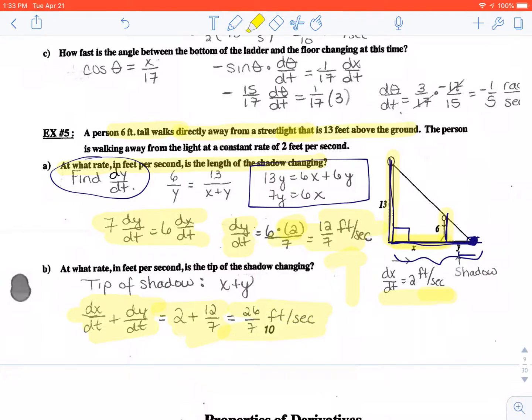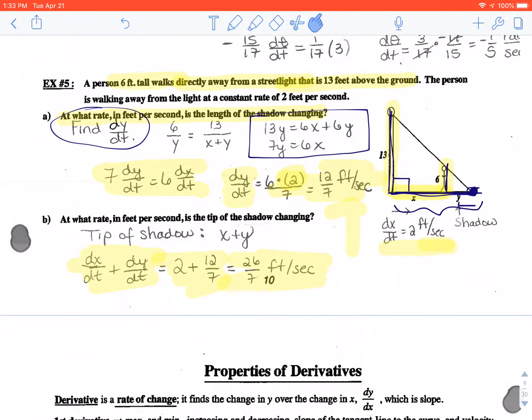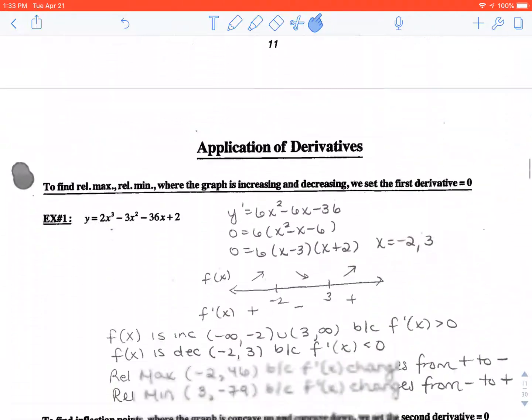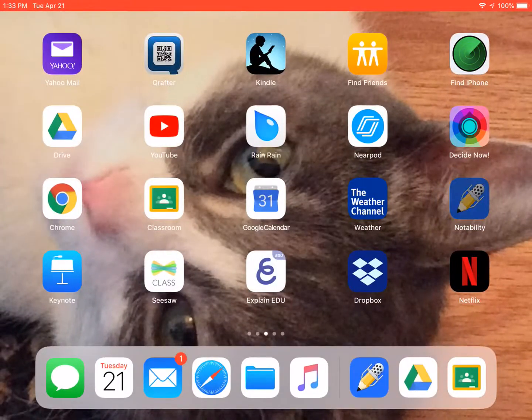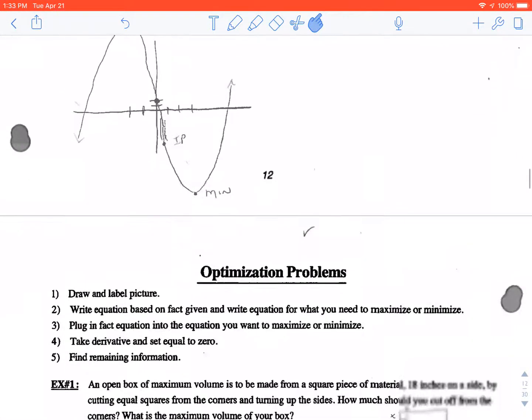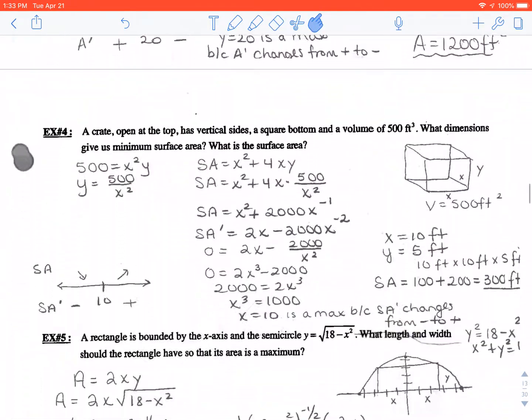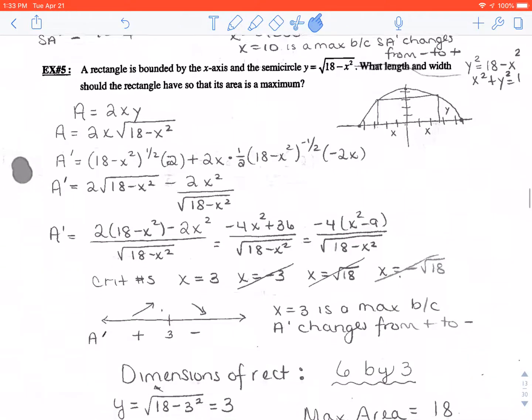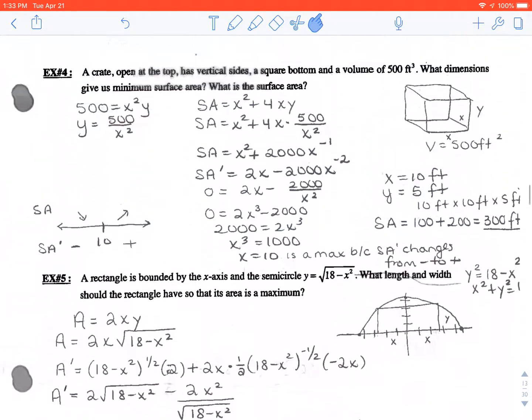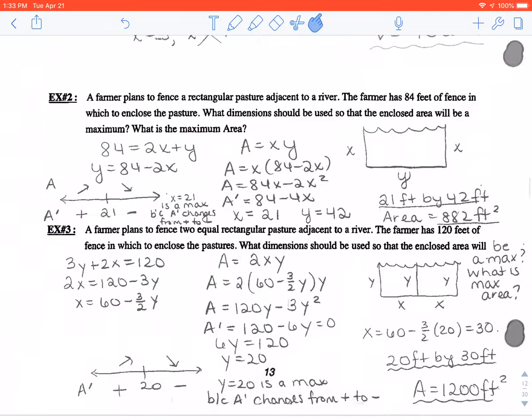Okay, the second question I'm going to do is another application. This one's on page 13. Oops, and this was example 1. Okay, so I think this is page 13, example 1. Nope, that's 14. Here's 13.